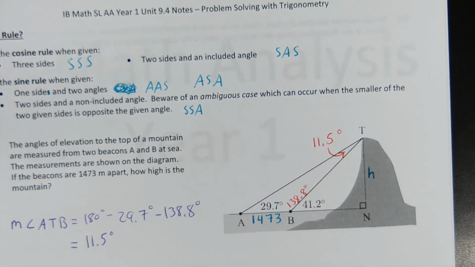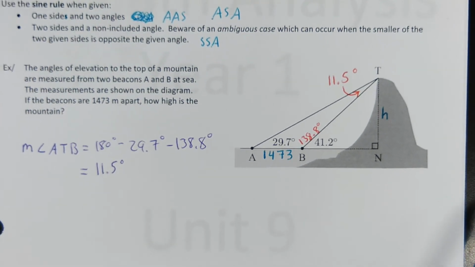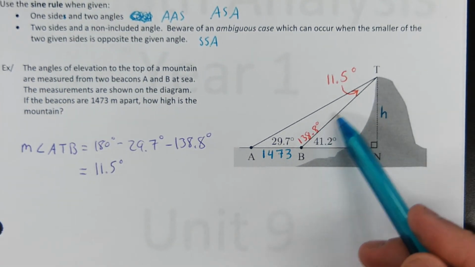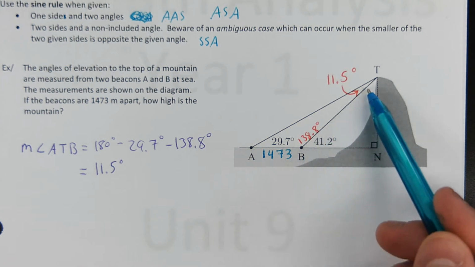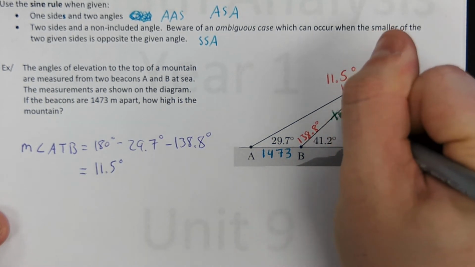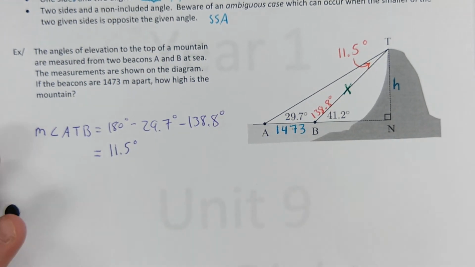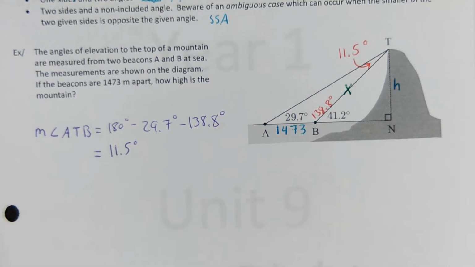So I can use the sine rule in this skinny triangle to find this hypotenuse right here. Let's give it a variable. How about we just call it x? You guys cool with that? Let's call it x. Okay. I'm trying to solve for x now.